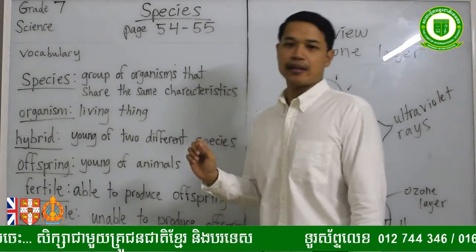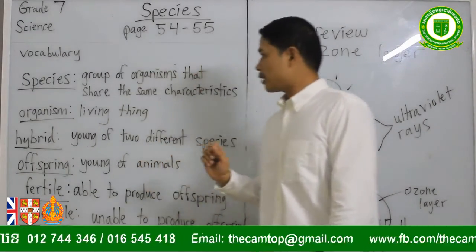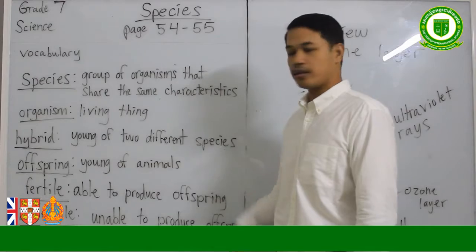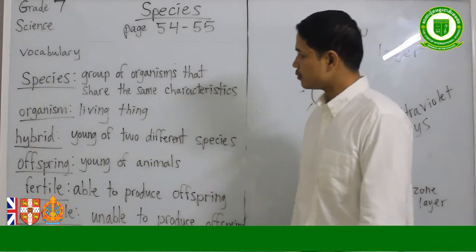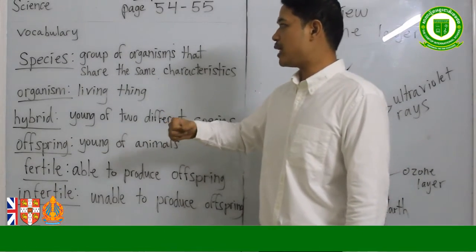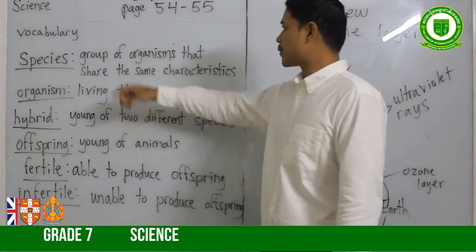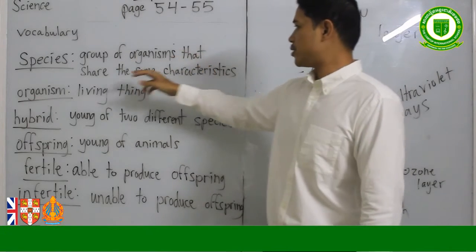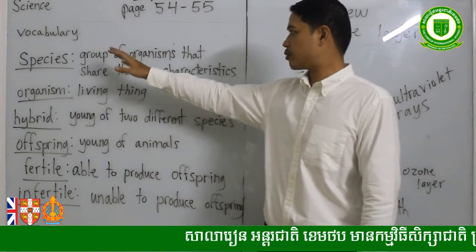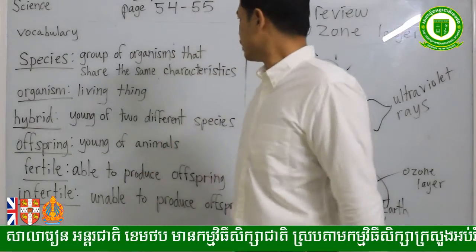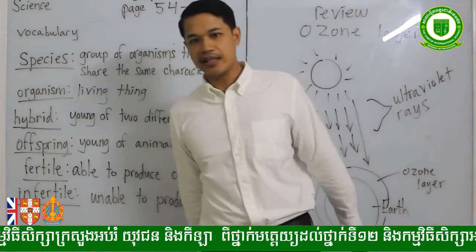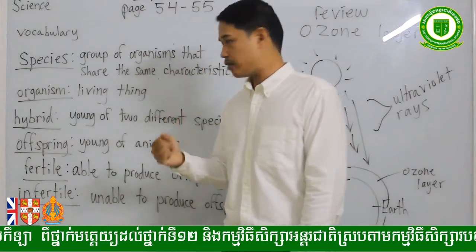I will say it, and please repeat after me. Species, species, species. So here's a term. Nice. What is species? We know it has to do with animals. A species is a group of organisms that share the same characteristics. In other words, it's a group of animals that has the same features, the same details.